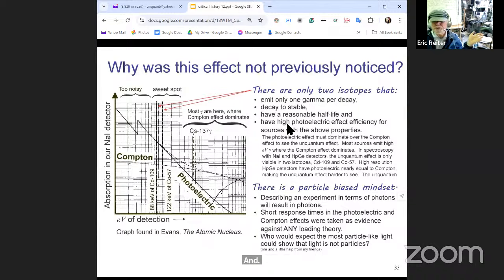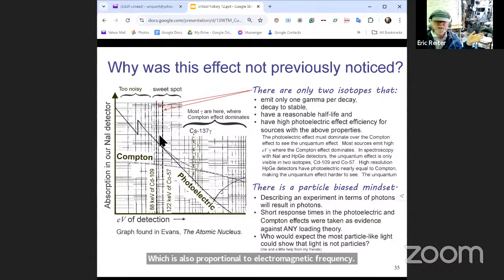And the photoelectric effect efficiency has to be higher than the Compton effect efficiency in the detector that we use. And so I discovered this. So this is a graph of the absorption of our sodium iodide scintillation detector versus the electron volts of detection, which is the pulse height, which is also proportional to electromagnetic frequency on the horizontal.